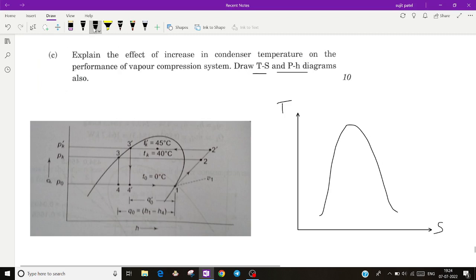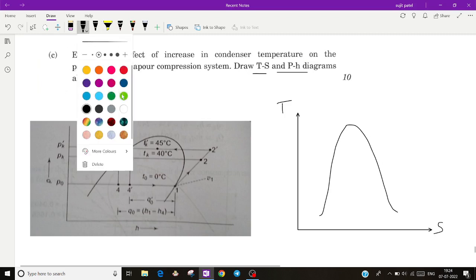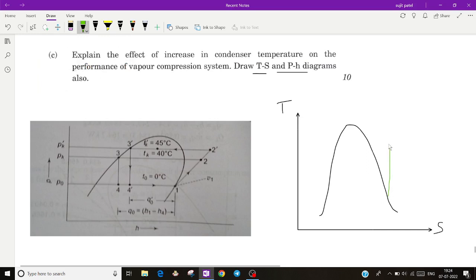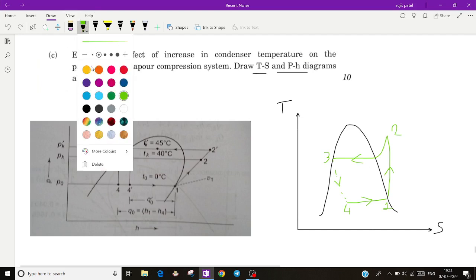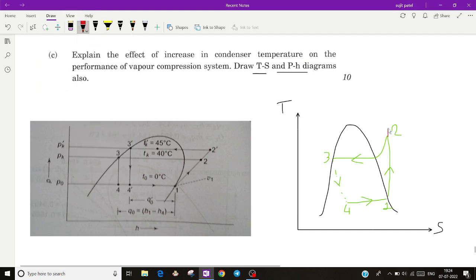So here I am drawing a simple saturation cycle with green color, a normal cycle without the increase. This is 1, the entry of the compressor; 2, the exit of the compressor; 3, the exit of the condenser; 4, the entry of the evaporator. 1, 2, 3, 4. 3 to 4 is expansion. Now if we increase the condenser temperature, I am going to show that with the red color. So this will happen: the condenser temperature will increase and expansion will start here, giving 1, 2 dash, 3 dash and 4 dash.